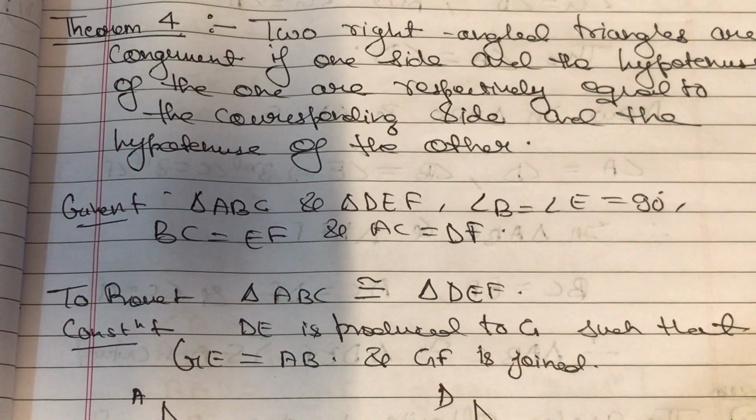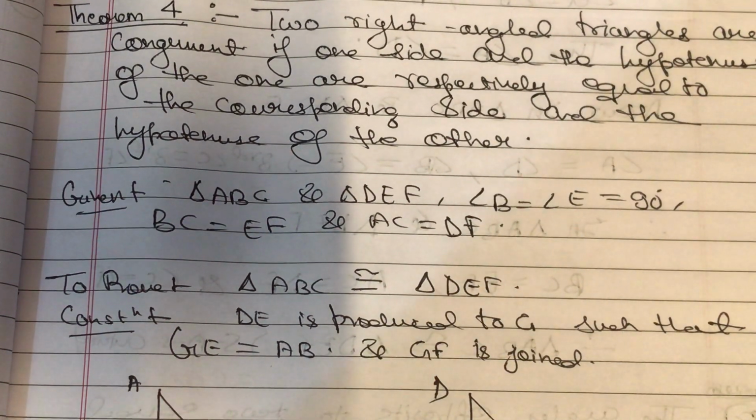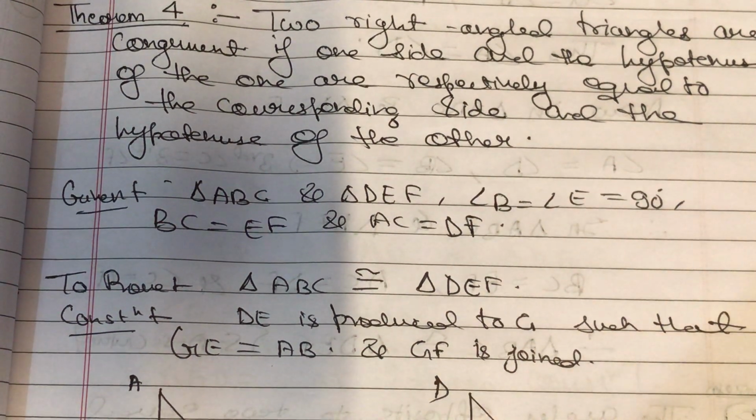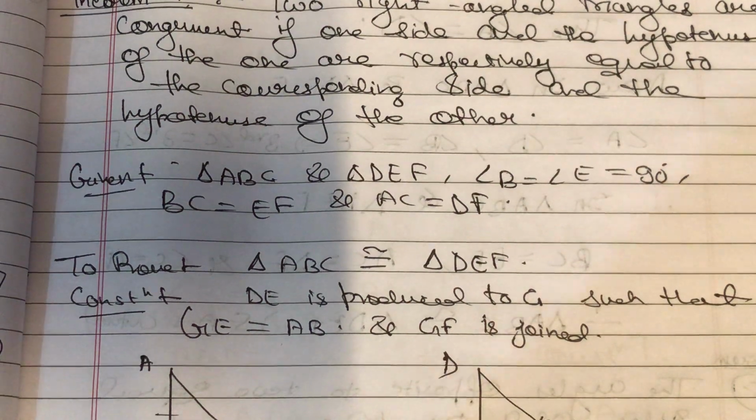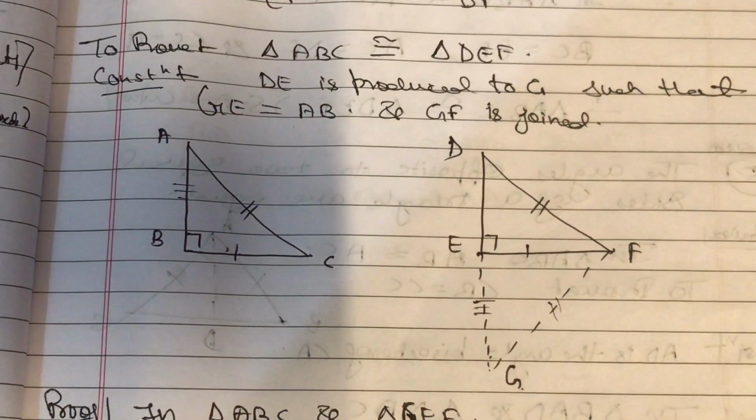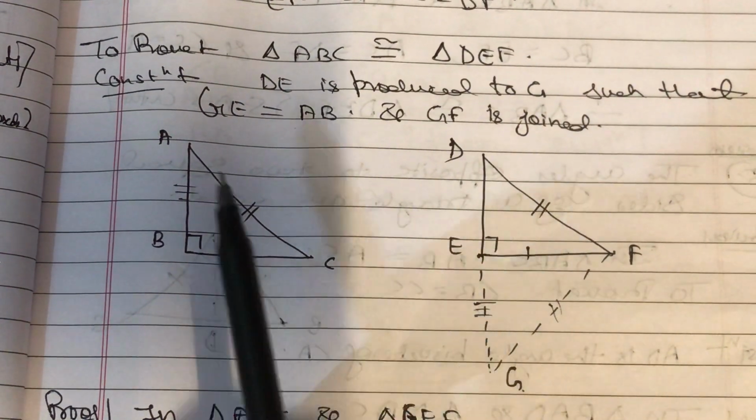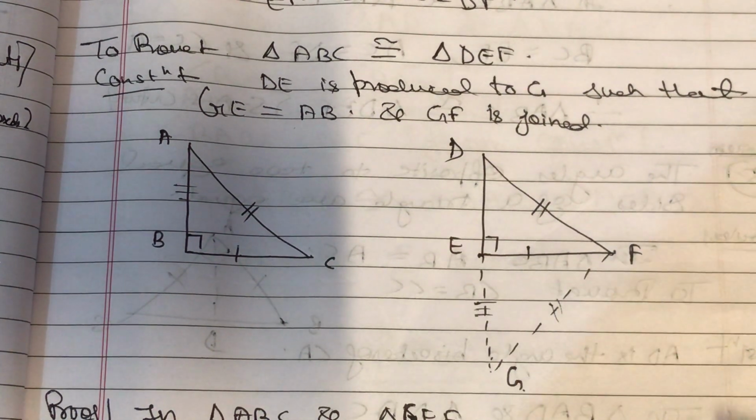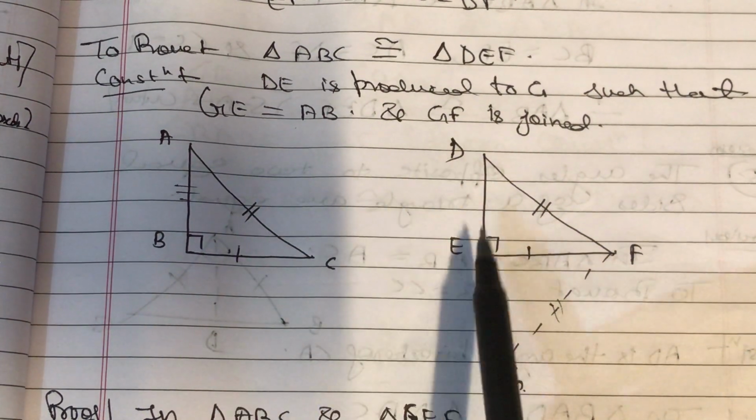It is given that triangle ABC and triangle DEF are two right angle triangles, right angle at angle B and angle E. Also it is given that BC is equal to EF and AC is equal to DF. Now here I have to prove ABC is congruent to DEF.